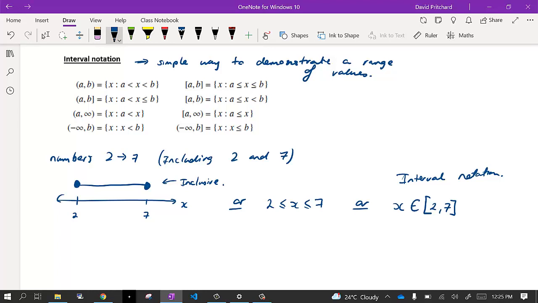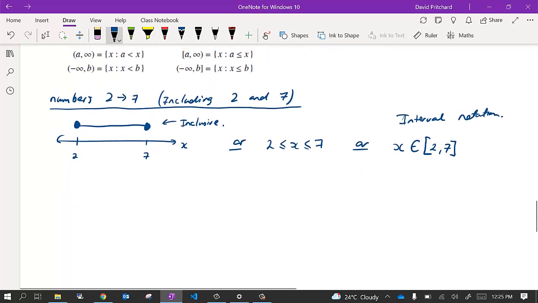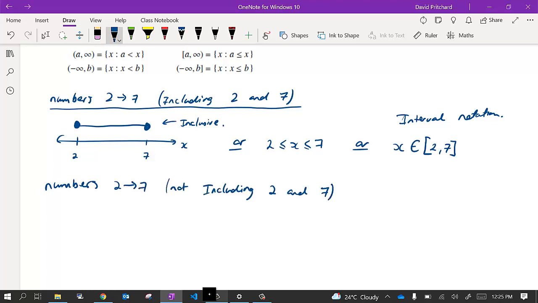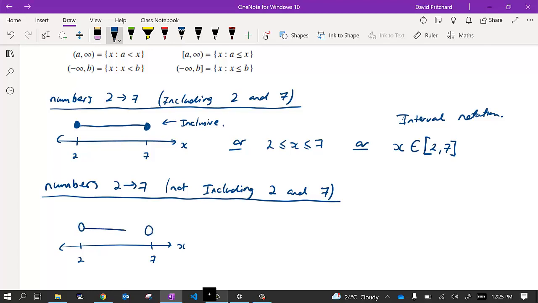Now, if I slightly adjust what I've said here, and now I say numbers 2 to 7 not including 2 and 7, then the only thing that changes in this number line representation, which was still 2 to 7, is that we use an open circle. An open circle suggests that those values are not included. So it's between 2 and 7, but not including those values.